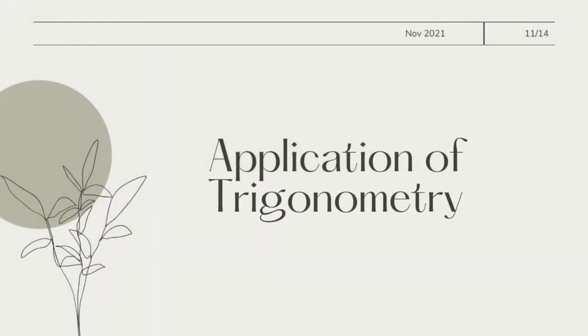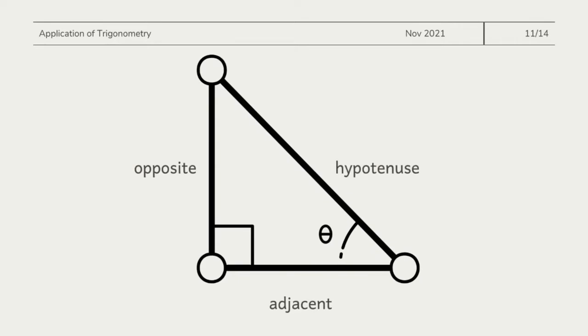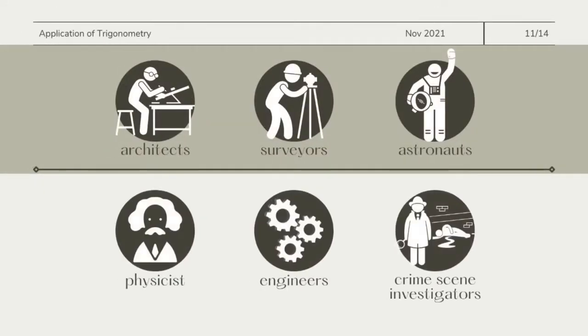Applications of trigonometry. Applications of trigonometry simply means calculation with triangles. It is a study of relationships in mathematics involving lengths, heights, and angles of different triangles. Trigonometry spreads its applications into various fields such as architects, surveyors, astronauts, physicists, engineers, and even crime scene investigators.